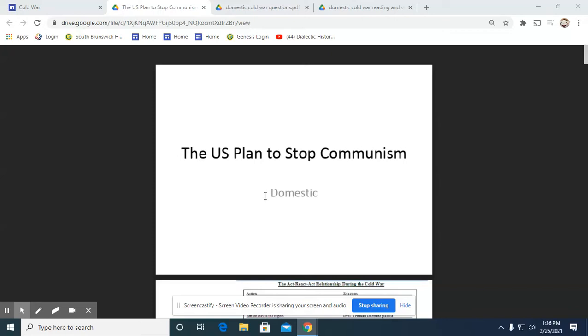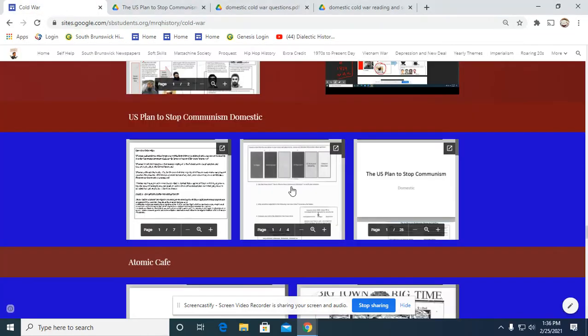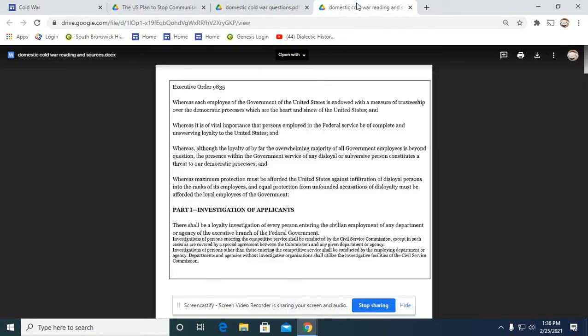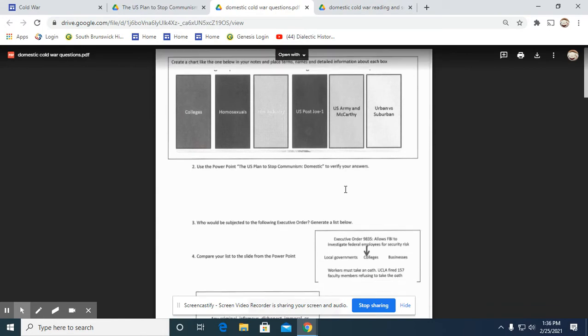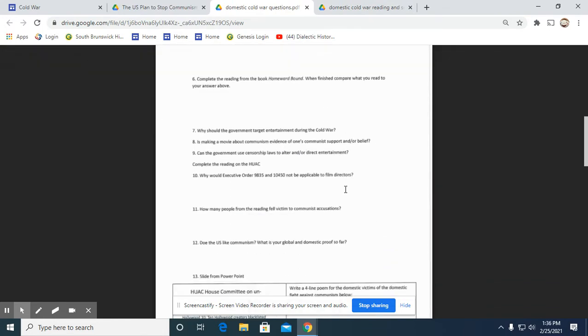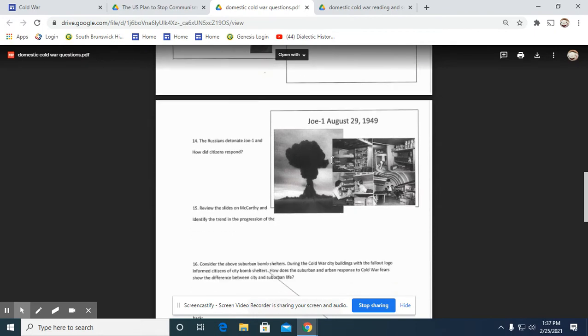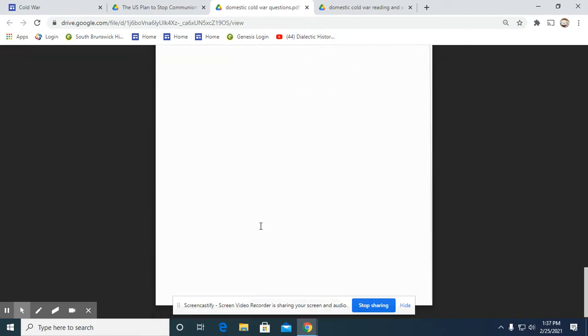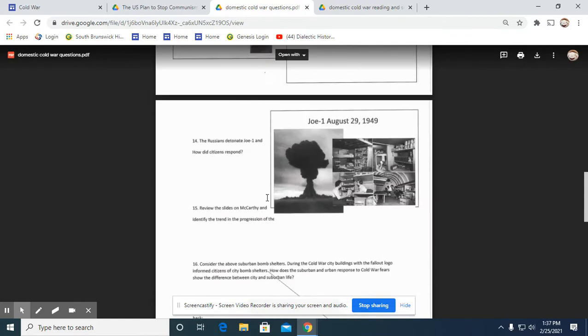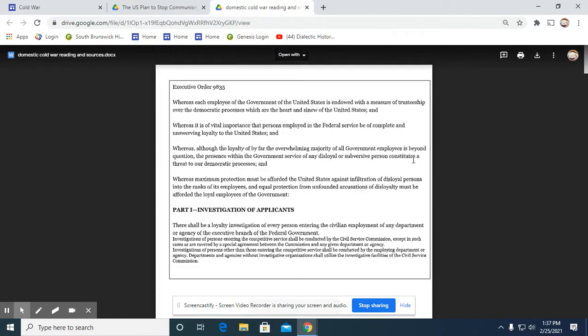Topic here is the U.S. plan to stop communism with the emphasis on domestic. So in class, you may possibly receive one of these two files here. If you get this file, it's simply just using the slideshow, answering the questions. As you can see, I have a picture of the slide here, and then you're answering the questions, creating a political cartoon.